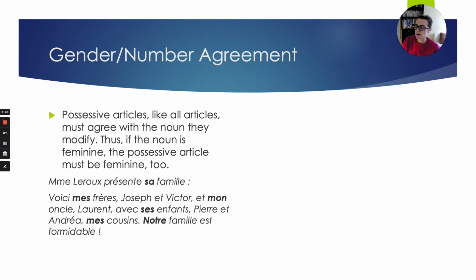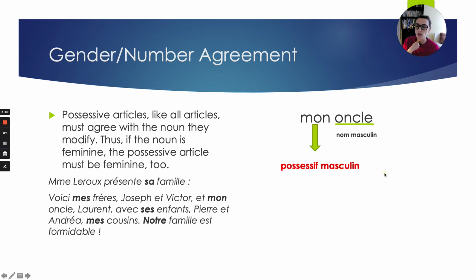Voici mes frères, Joseph et Victor, et mon oncle Laurent, avec ses enfants, Pierre et Andrea, mes cousins. Notre famille est formidable. So, I say mon oncle. Mon is masculine because oncle is a masculine noun. So I'm going to use a masculine possessive. I, a woman, would still use mon oncle because oncle is a masculine noun. So you have to let go of the English mindset here to understand the way the French language works.